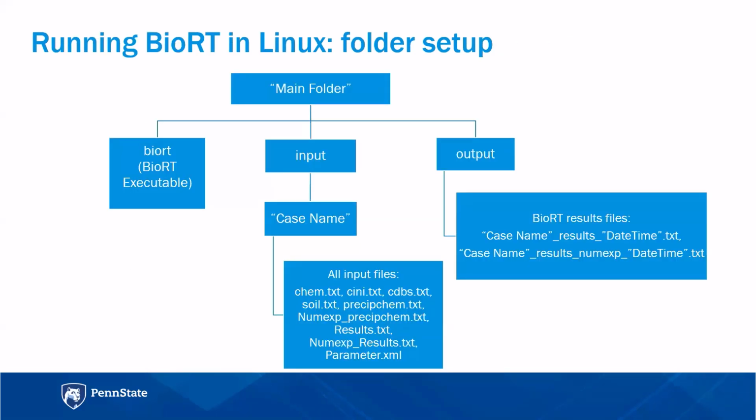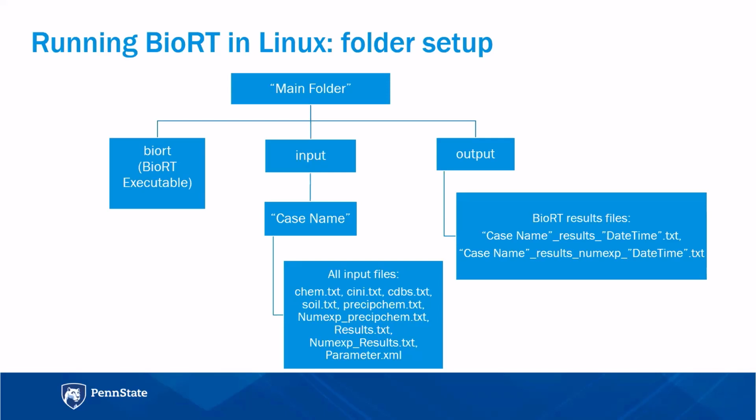Now, in order to run BioRT in our Linux system, we need to make sure that all of our files are in the right locations. So in the main folder where you've compiled the BioRT executable, you also need an input folder and an output folder. Within the input folder is where you'll have separate folders for different simulations or different cases. Each of these folders needs a unique name, and you want to make sure that name is informative so that you know what the simulation is. In the example that I'll show you today, I'm naming my case folder Carbonate Demo Base Case. Just note that you should not have any spaces or punctuation in your folder name.